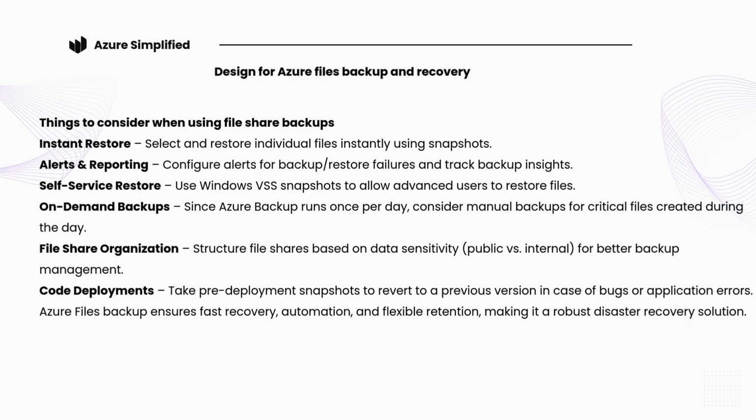Things to consider when using file share backups. Instant restore: select and restore individual files instantly using snapshots. Alerts and reporting: configure alerts for backup and restore failures and track backup insights. Self-service restore: use Windows VSS snapshots to allow advanced users to restore files. On-demand backups: since Azure Backup runs once per day, consider manual backups for critical files created during the day. File share organization: structure file shares based on data sensitivity, public versus internal, for better backup management. Code deployments: take pre-deployment snapshots to revert to a previous version in case of bugs or application errors.